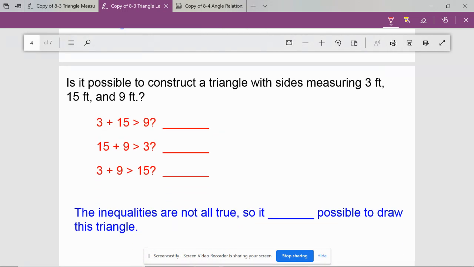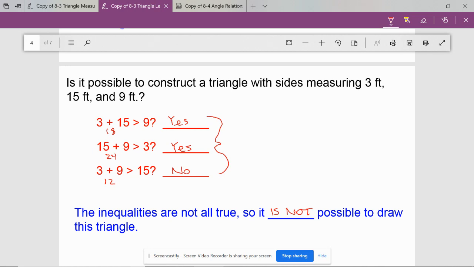Just going on, same thing. Again, not too bad. 3 plus 15 is 18. Is 18 greater than 9? Yes, it is. 15 plus 9 is 24. Is 24 greater than 3? Absolutely. 3 plus 9 is 12. Is 12 greater than 15? No, it is not. So when we put these 3 measurements together, we have a no. The inequalities are not all true, so it is not possible to draw this triangle. That can't be a real triangle.